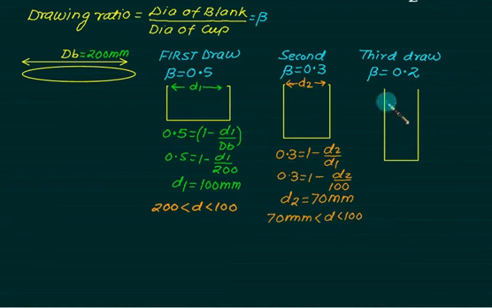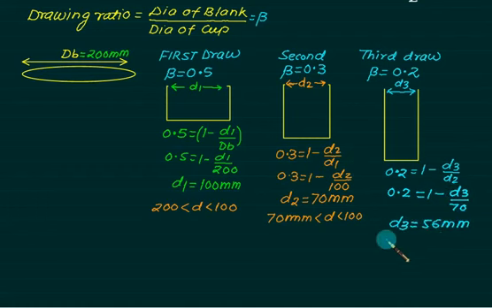If you go by the third draw, then what will happen? This reduction is again 0.2. Now this time your diameter will become D3. So this is 1 minus D3 by D2, the previous stage, equals 0.2. D3 we want to calculate. D2 we got 70, maximum value. So what is the value of D3 we have? 56. So anything from 56 to 70, you require 3 draws.